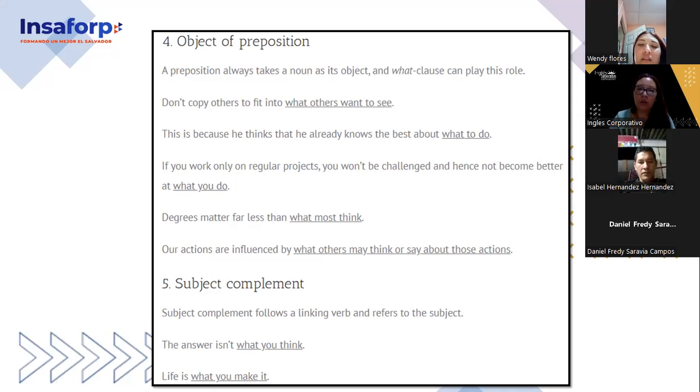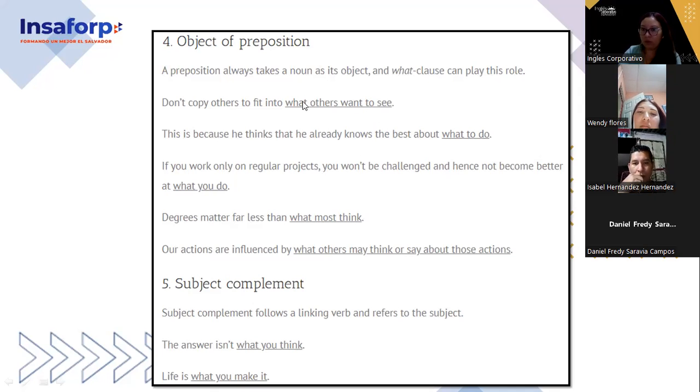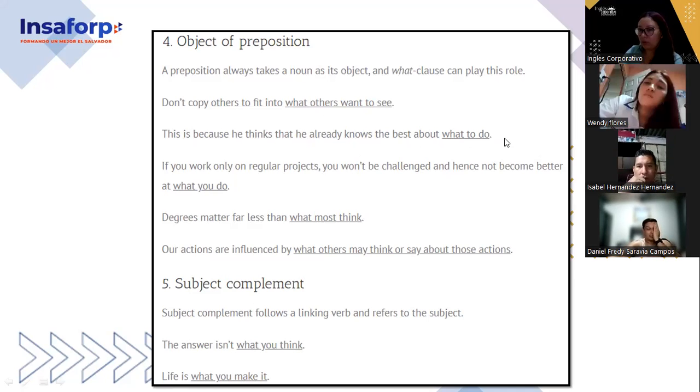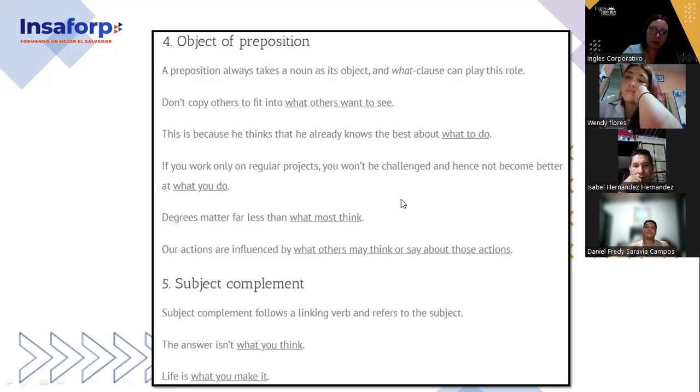Si se fijan, no copies a otros para encajar en lo que otros quieren ver. All right? La cláusula what se vuelve parte del sustantivo o parte del objeto que lleva una preposición. ¿Dónde está la preposición? To, want to see. What others want to see. Ese what se vuelve parte de esa cláusula. ¿Ok? Y aquí nos dice, esto es porque él piensa que ya sabe qué es mejor sobre lo que nosotros hacemos. Miren de nuevo, está la cláusula what, está una preposición. ¿Ok? Entonces nos está diciendo que también la puedo utilizar a la par de una preposición.